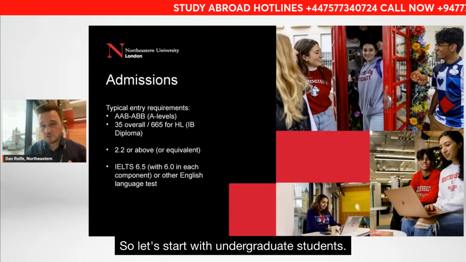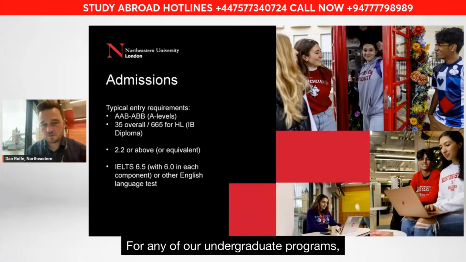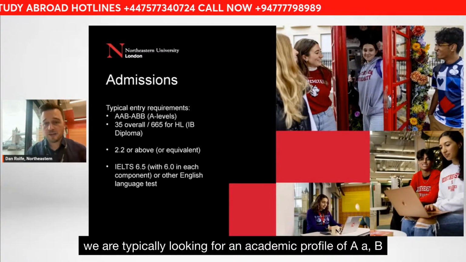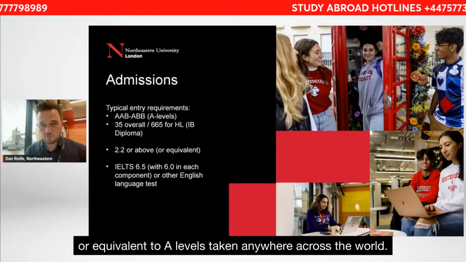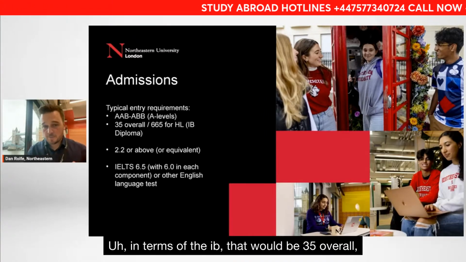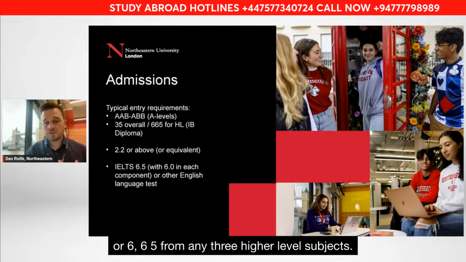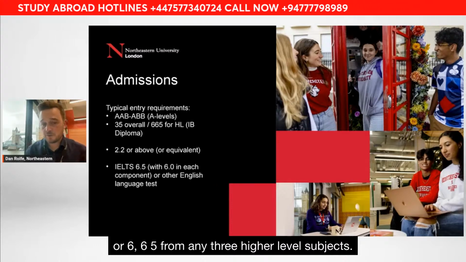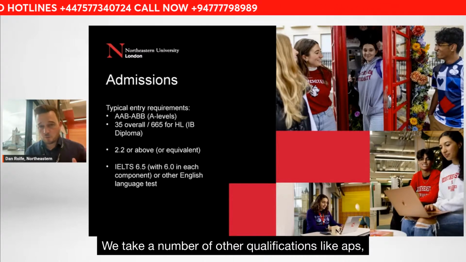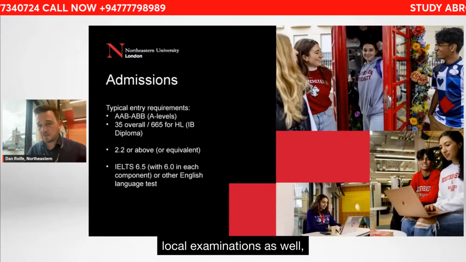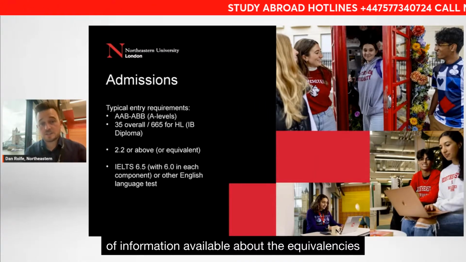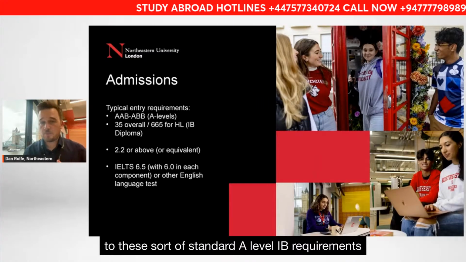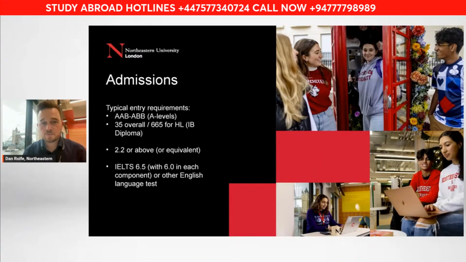So let's start with undergraduate students. For any of our undergraduate programs, we're typically looking for an academic profile of AAB to ABB or equivalent to A levels taken anywhere across the world. In terms of the IB, that would be 35 overall or 665 from any 3 higher level subjects. We take a number of other qualifications like APs, local examinations as well, and you'll find lots of information available about the equivalencies to these standard A-level and IB requirements that we've listed on the slide.